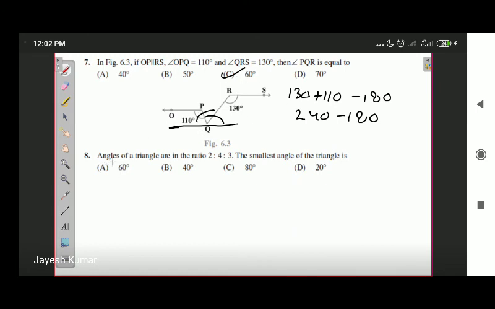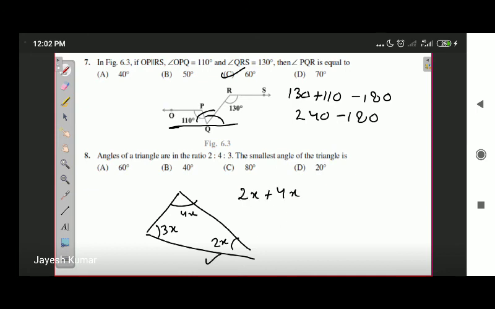Question number 8: the angles of a triangle are in the ratio 2, 3, 4. Again, you have a triangle in which the angles are 2x, 3x and 4x. You have to determine the value of the smallest angle, which means you have to determine the value of 2x. First of all, you will write that 2x, 4x and 3x sum to 180 degrees. 2 plus 4 is 6, 6 plus 3 is 9, so 9x is equal to 180 degrees. That means the value of x will be equal to 20, and you have to determine the value of 2x. 2 into 20 is 40. You have the answer as 40.